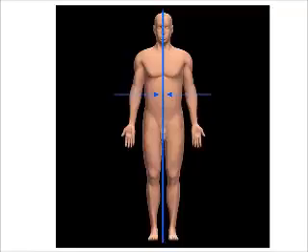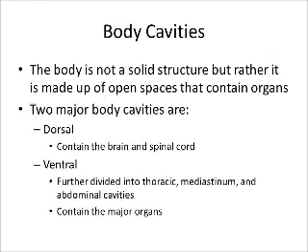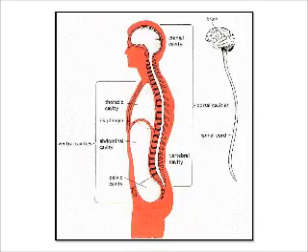All right, next let's talk about body cavities. A cavity just refers to a hollow or empty space. So the body is not a solid structure, as we know, because it has organs and open spaces that contain these organs. The two major body cavities are the dorsal, which contains the brain and the spinal cord, and the ventral, which is further divided into thoracic, mediastinum, and abdominal cavities. And these contain the major organs of the body.